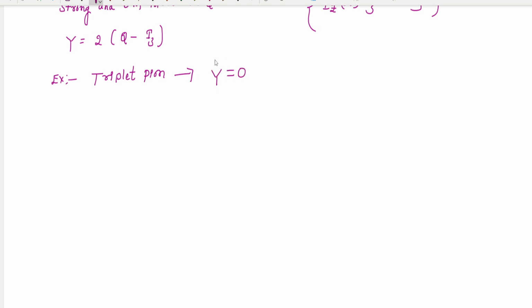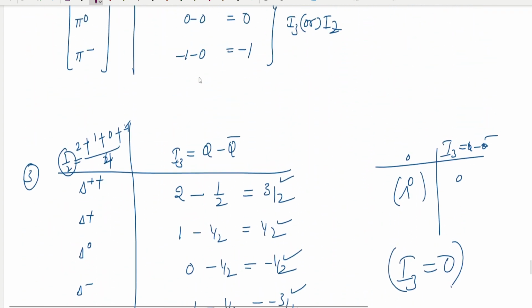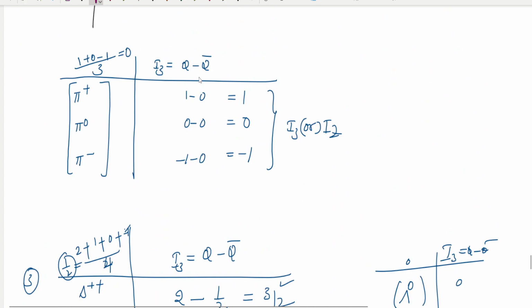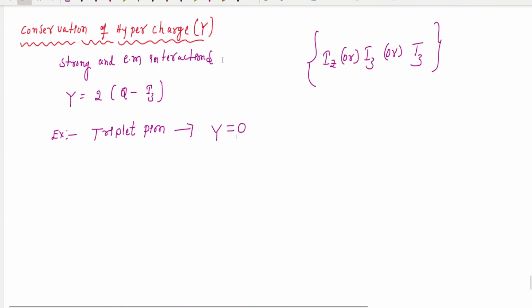All the triplet components are there, pi plus, pi 0, pi minus. For all these components the hypercharge is 0.